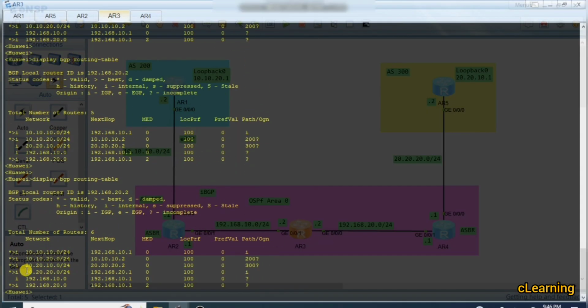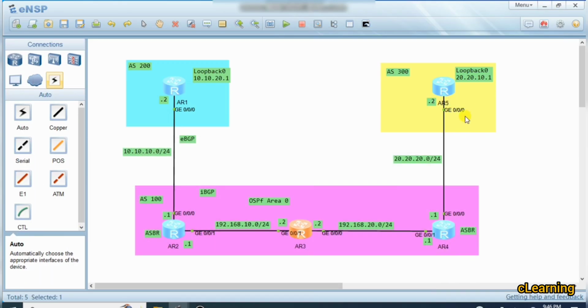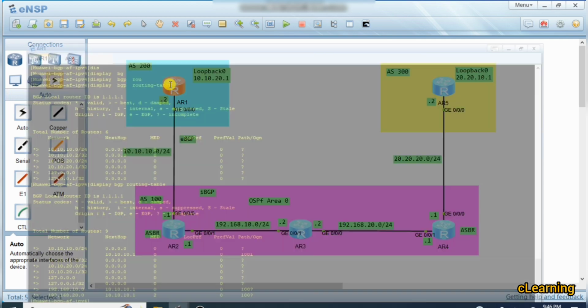Now you can see here this 20.20.20 route has been added. So all the routers, all autonomous systems exchange their routes. This autonomous system also contains this route. You will observe now.